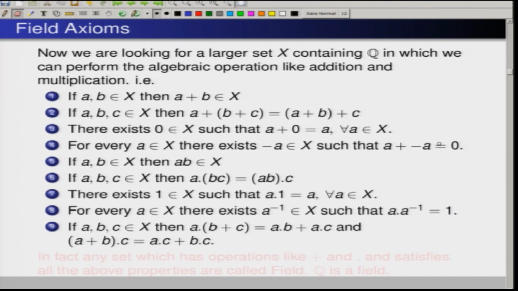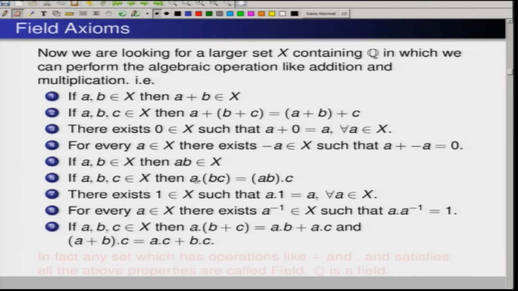Then we would also like to have some prescription of multiplication. That means if a and b are in X, we have some notion of multiplication in X such that a multiplied by b is still an element of X.